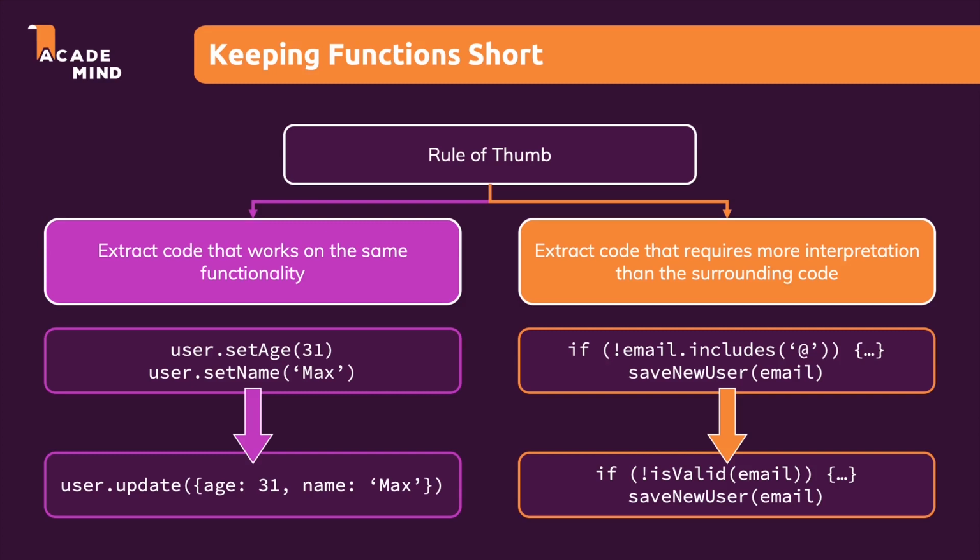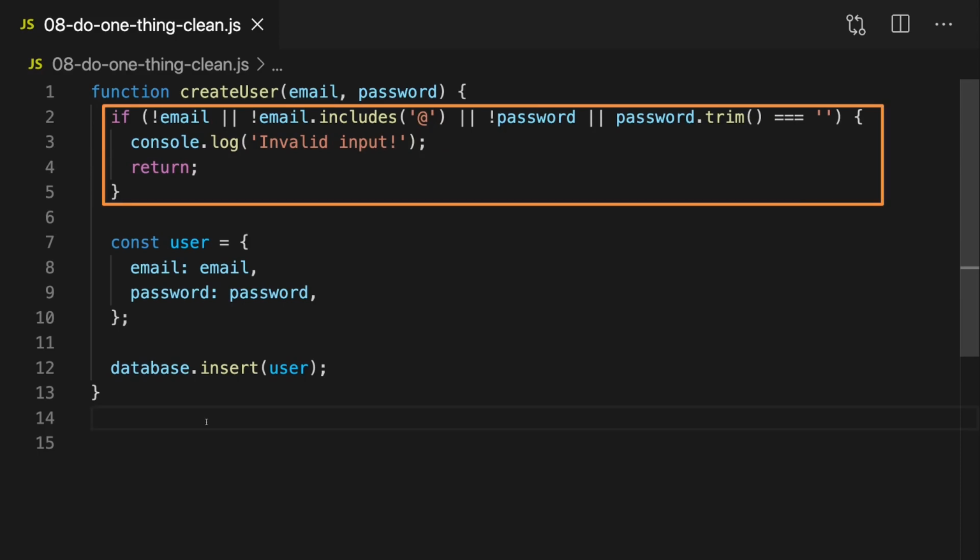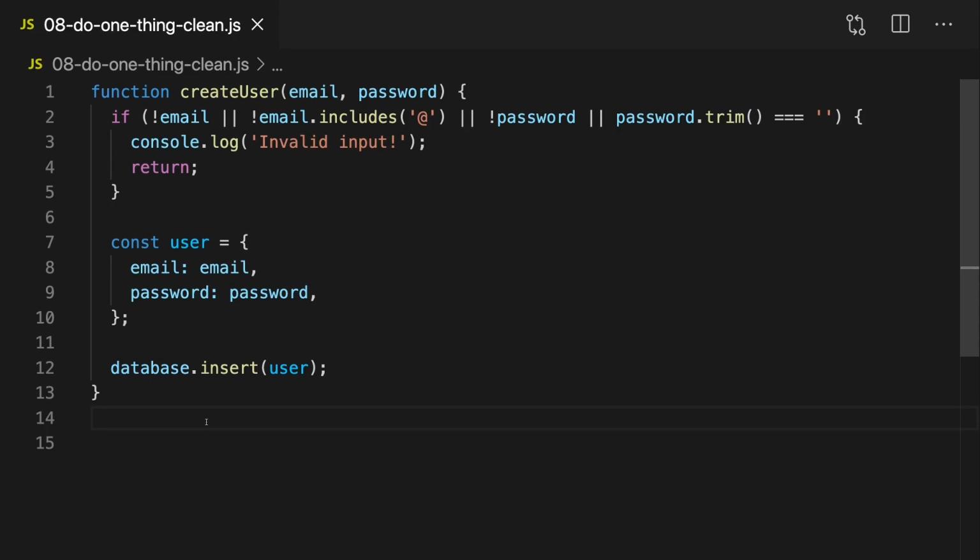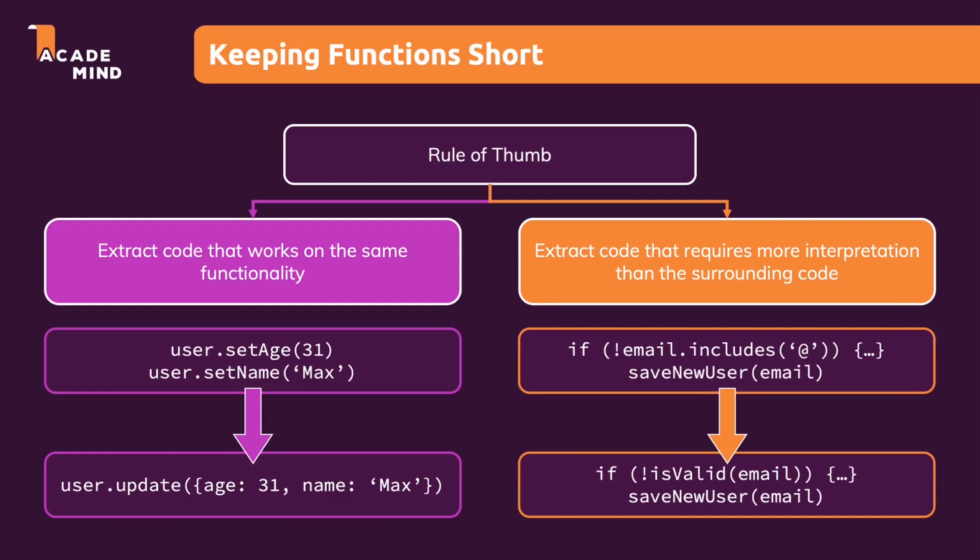And in addition, we got code that requires more interpretation than surrounding code. This entire validation error handling part, as I just explained, requires more interpretation than this code down there. Especially calling insert on a database object requires very little interpretation because it is pretty clear what it does. It requires definitely less thinking from our side than this validation code at the beginning of this function. Hence, we got multiple strong signs that we should refactor and split this function to make it cleaner.